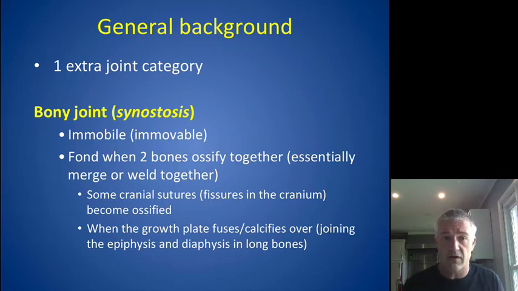There is also sometimes called a bony or immovable joint where two bones ossify together. Certain cranial sutures are like this. You can kind of call it a syndesmosis if you really want to. Again, not something I'm going to kill you with on these ones, but this is one of those plates, when you start talking about growth plates fully fusing together, it would be a syndesmosis.